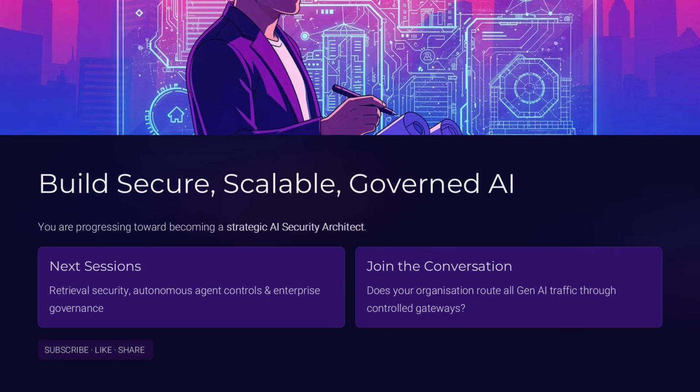If this lecture has strengthened your understanding of secure integration design, you are progressing toward becoming a strategic artificial intelligence security architect. In the upcoming sessions, you will explore retrieval security, autonomous agent controls, and governance integration at enterprise scale.